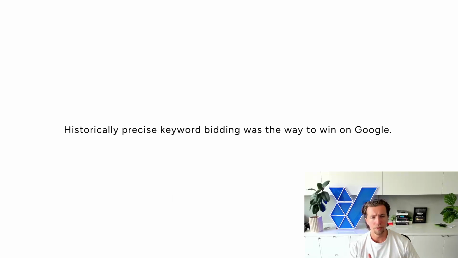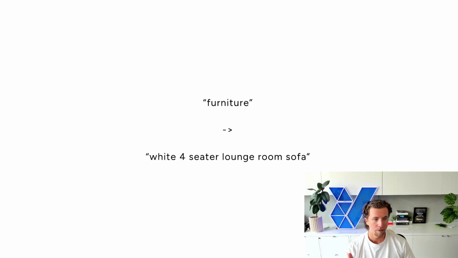Historically, if we look back 2, 4, 5, 6, 7 years, precise keyword bidding was absolutely the way to win on Google. For example, you could bid on the keyword furniture, or you could bid on the keyword white 4-seater lounge room sofa. So you can get very, very hyper specific with what we actually want to bid on and make sure that that's relevant to the product that we're selling. In this case, we're obviously selling a white 4-seater lounge room sofa. And so we would want to be scooping up traffic from people searching for that rather than people just generally searching for the keyword furniture.